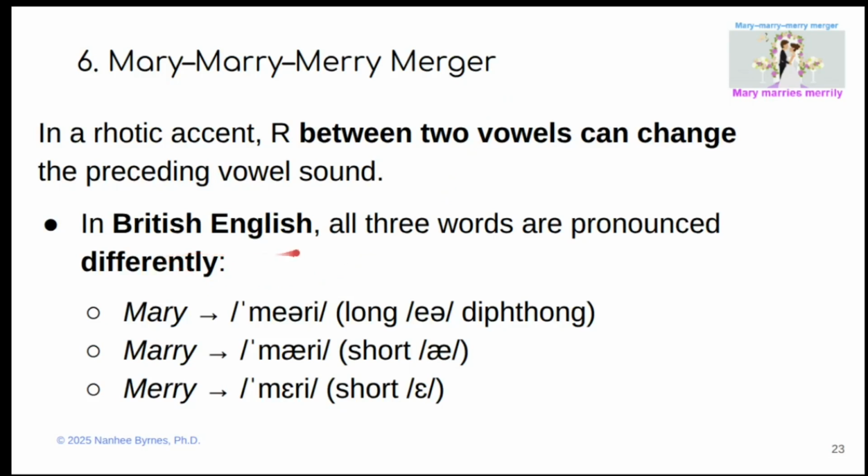In British English, all three words are pronounced differently. Mary, marry, merry. But in American English, all three vowels have merged, so all three words are pronounced the same, Mary.